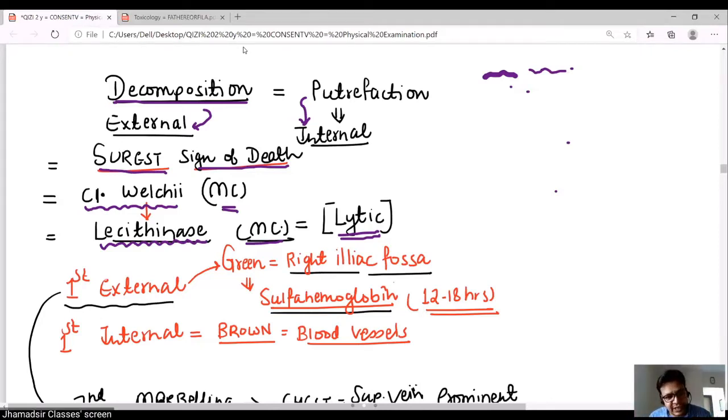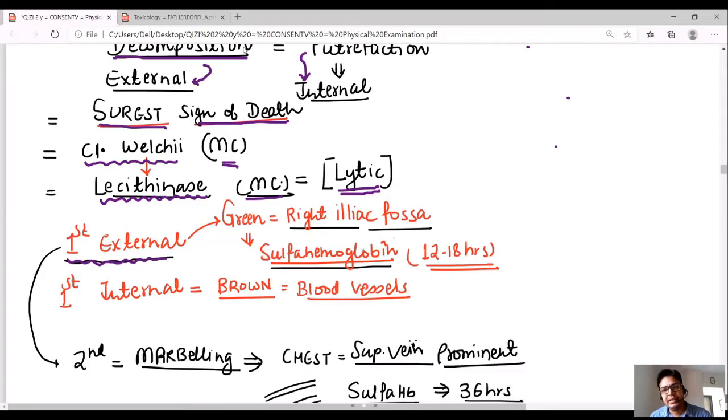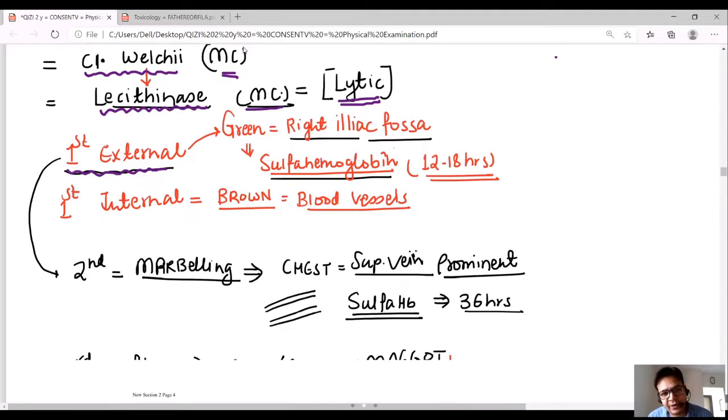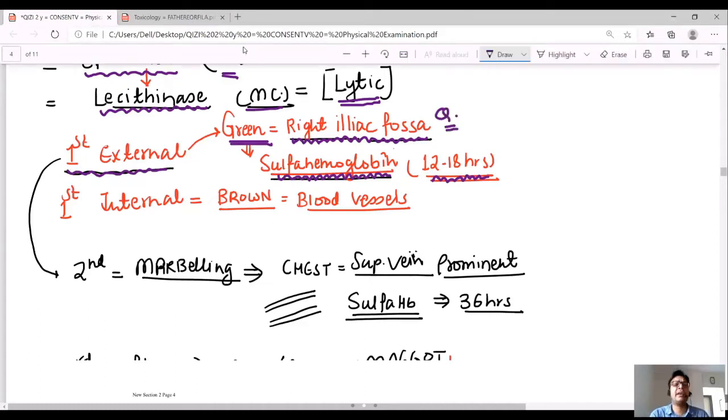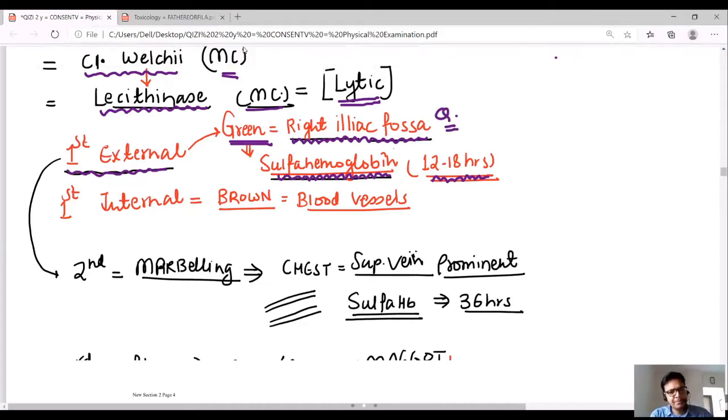Now, the first external change of decomposition. This is a very important MCQ, my dear friend. The first external change of decomposition is greenish discoloration of the right iliac fossa. Now, two questions come in the exam. Why is it green? It is green because of sulfhemoglobin. This greenish discoloration takes place in 12 to 18 hours. And this question comes: it is greenish discoloration of the right iliac fossa.